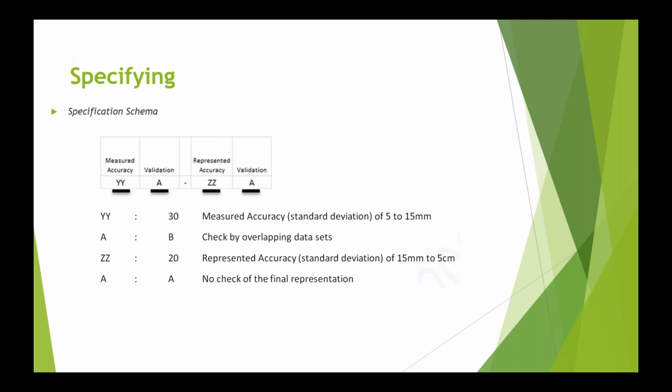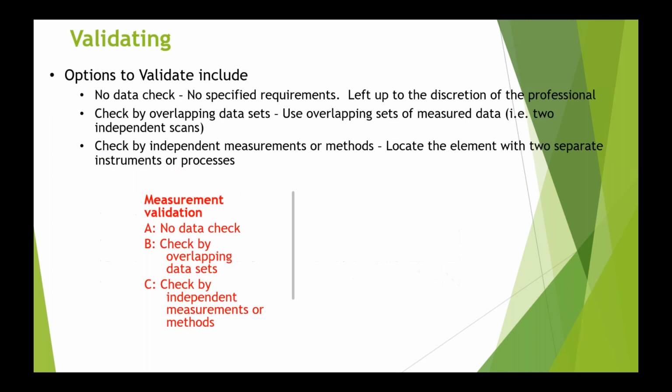There's also a tech specification where we have the measured accuracy, validation, represented accuracy, and validation. I'll talk about validation in a minute. But this can be a tech specification. We talk about this more in our document. And John Russo and I actually run a course at the USIBD Symposium where we go into almost a two-hour presentation on the LOA. But this can be used as a tech specification if someone doesn't want to use a spreadsheet. So we talk about validation here, but what are we actually talking about?